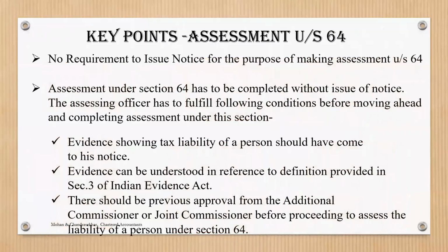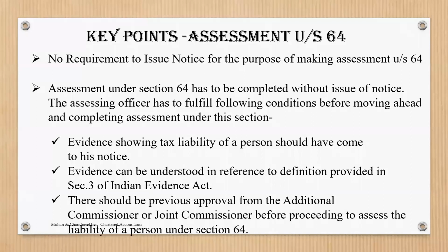Again, under this summary assessment, there is no requirement to issue notice, straight away order. Assessment order under section 64 has to be completed without issue of notice. The assessing officer has to fulfill the following conditions. Because it's a very serious section, where an order is issued without notice, some safeguards are there. Evidence showing tax liability of a person should have come to his notice. So there has to be clear evidence with him that there is a tax escapement. Evidence can be understood from the Evidence Act.